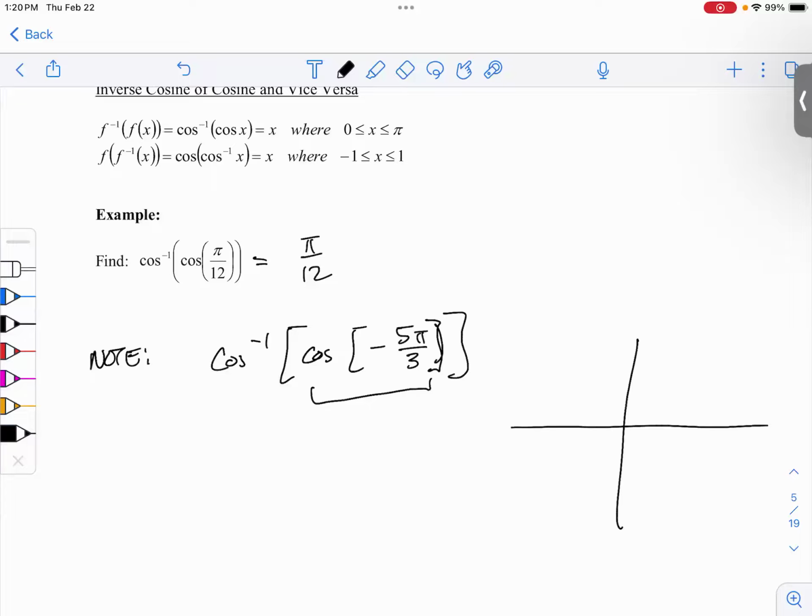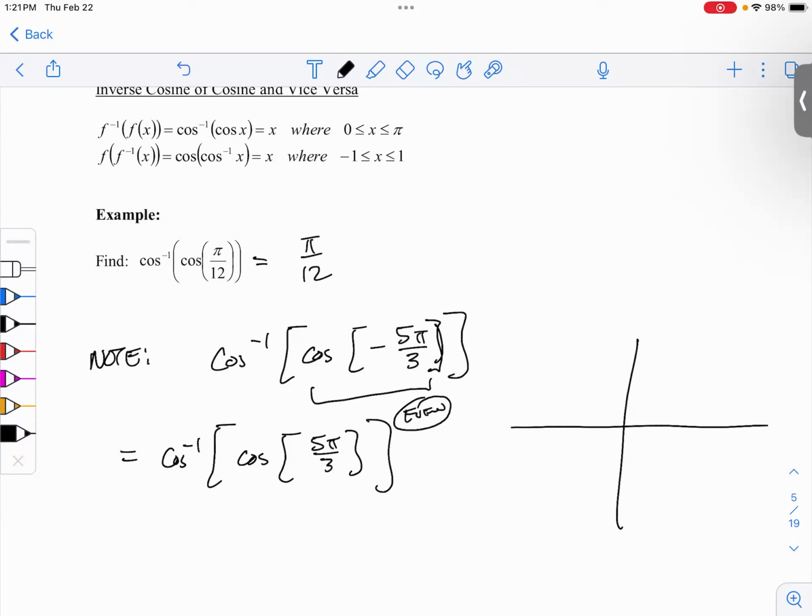So to my unit circle I go. Negative 5 pi over 3 angle, and actually I can even make this easier. Is cosine even or odd? Even, which means what happens to that negative? Take it out, bye-bye. So this actually becomes cosine inverse of cosine of 5 pi over 3. Even.